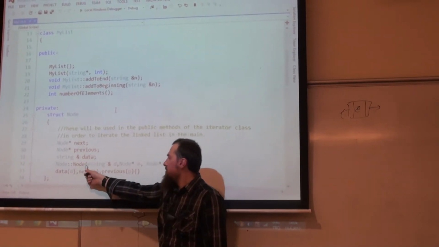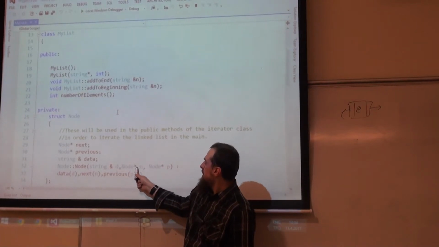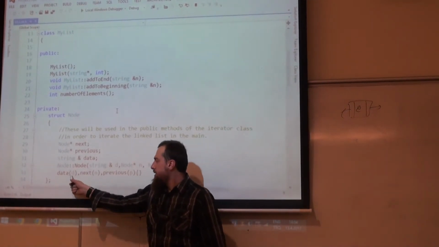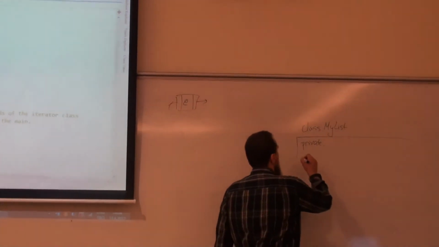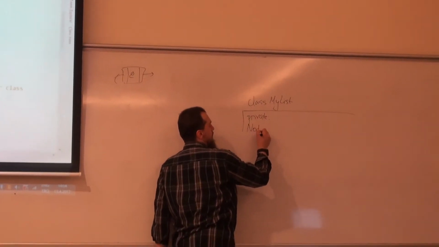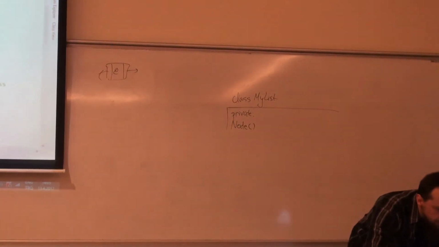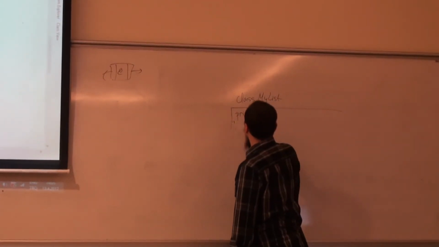And of course, we have the constructor. We take a reference to a string D, a pointer to a node N, a pointer to a node P, and we set them correspondingly. Now let's see, node is part of this class. What do we have as private data here? Else, we have the head. Let me write the head here.